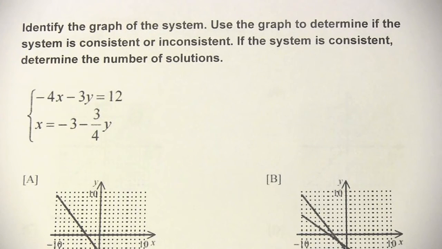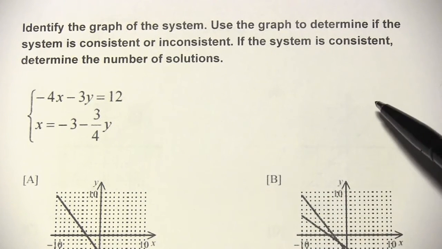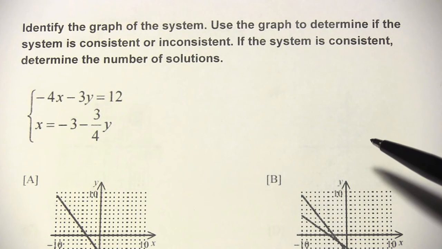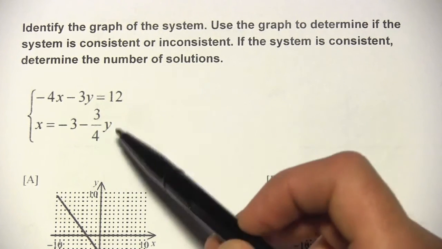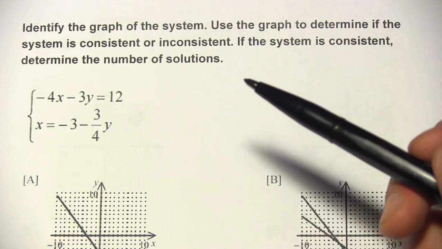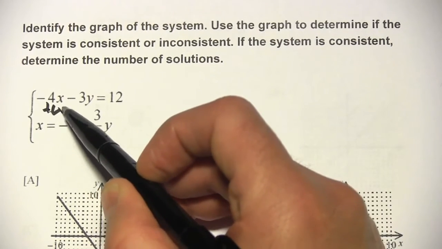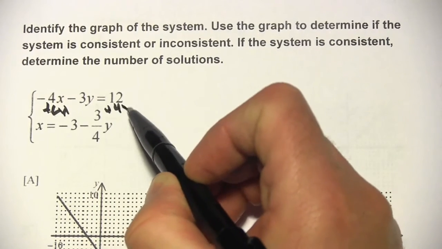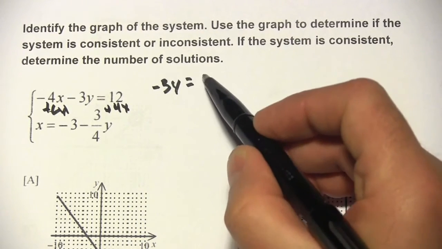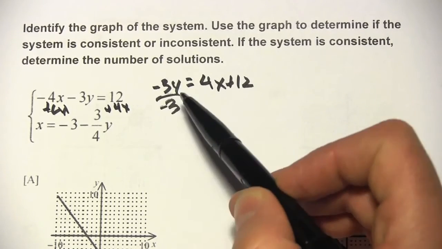All right. Here, we're supposed to identify the graph of this system and then use that graph to see if it's consistent or inconsistent, and then the number of solutions. So these equations look a little bit annoying. We'll have to do some work to put them in slope-intercept form, but I think we can do that. The first one, we'd have to add 4x to both sides. So we would get negative 3y equals 4x plus 12. Then we'll need to divide by negative 3.